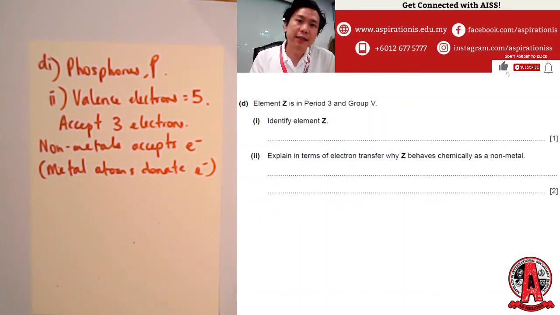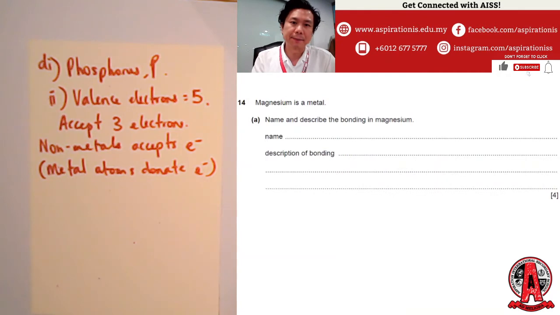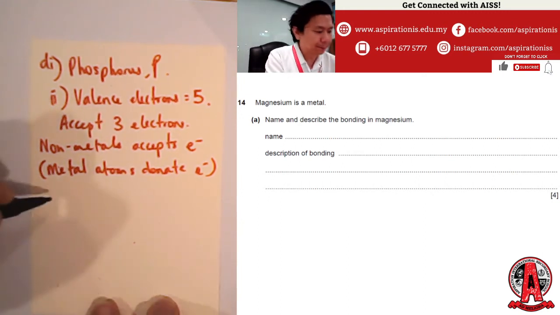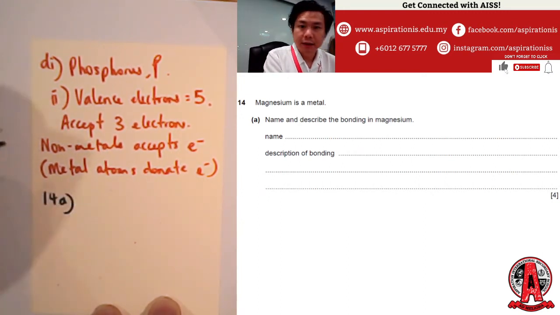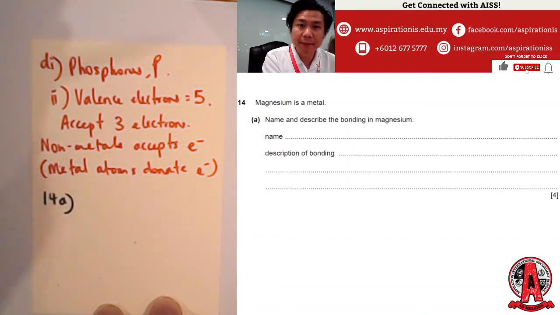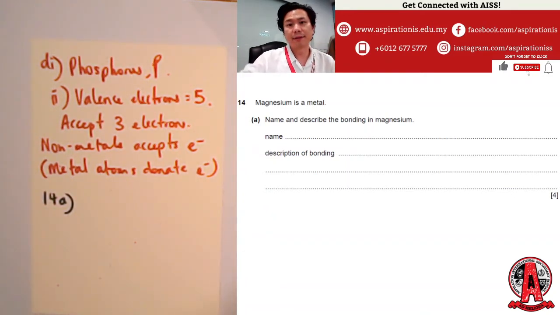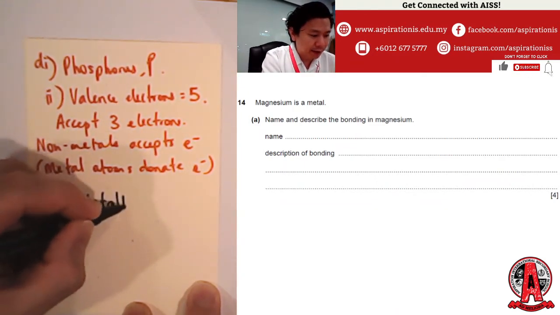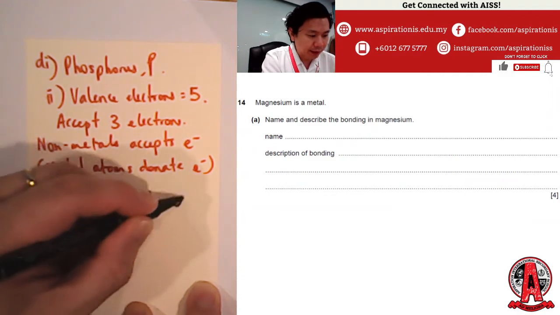Now we are moving on to the next and final question, if I'm not mistaken. Again, from the multiple choice, you can get some of the answers already. So here we have number 14A. This is magnesium, it is a metal. What's the name of the bonding in metals? So the name of the bonding is metallic bonding.